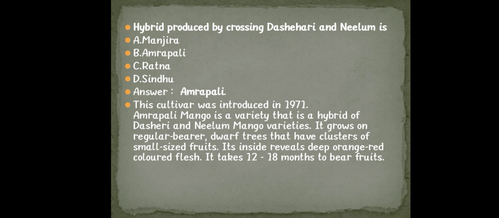So this Amrapali variety is called the dwarfing variety of mango. The plant is very dwarf, very small in height, but has small-sized clusters of fruits. And this Dasheri and Neelam cross gives the Amrapali, that is the DNA. Dasheri crossed with Neelam gives Amrapali.